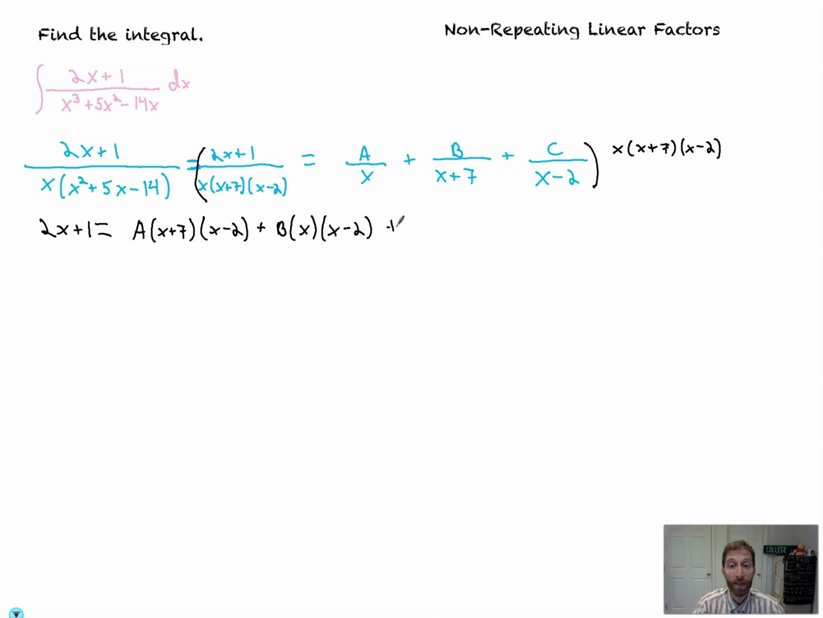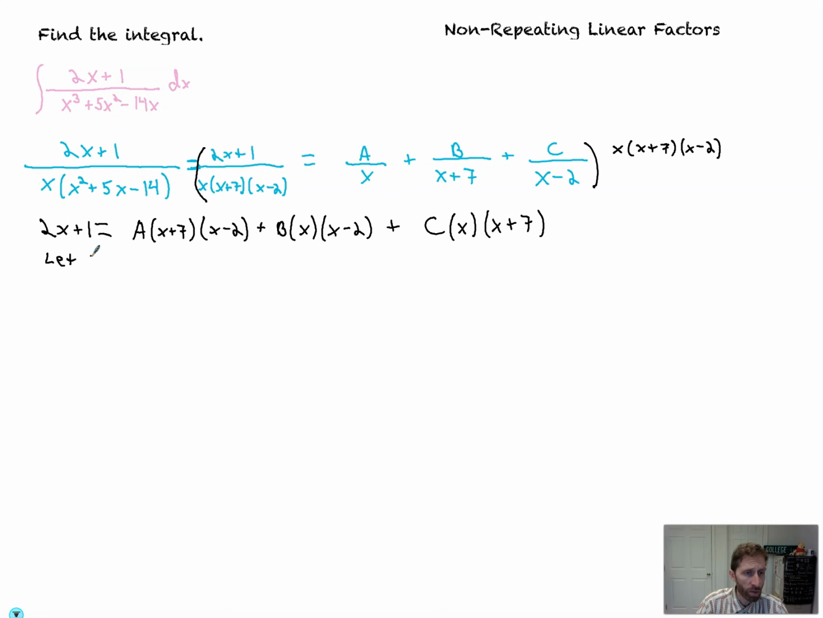Not bad. And then when you multiply c over x minus 2 by that, the x minus 2's divide out, and you're left with x times x plus 7. Nice, nice, nice. Now from here, we're going to do like we did before and cancel out the other two values and solve for the one that remains.